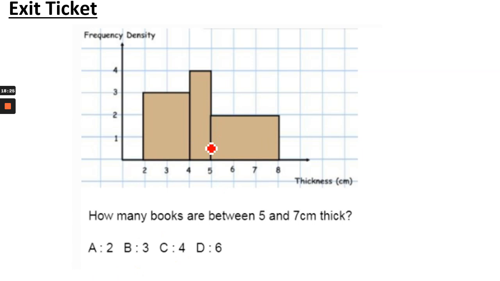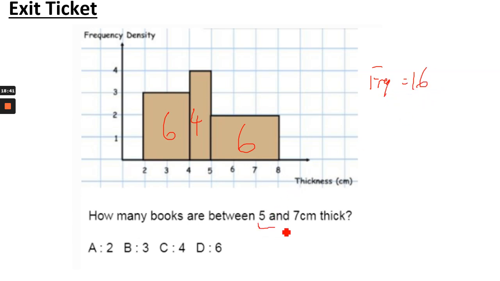Okay, and then in this example, we've got 2 multiplied by 3, there's 6 there. We've then got 4 there, and then we've got 1, 2, 3 multiplied by 2 is 6 there. So in total, our frequency is going to be 16.